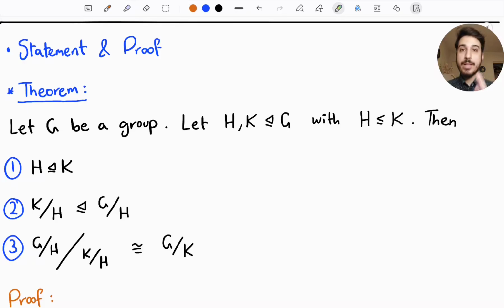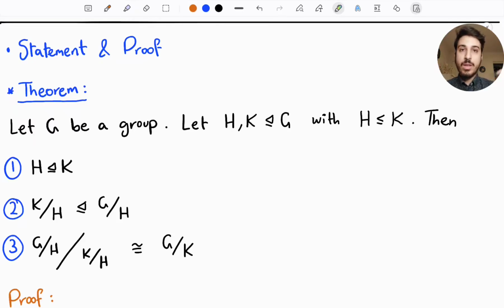The statement goes as follows. Let G be a group. Let H and K be two normal subgroups of G, with H being a subgroup of K. Then the first result says that H is a normal subgroup of K. The second result says that the quotient group K/H is a normal subgroup of the quotient group G/H. And the third result is the isomorphism itself.